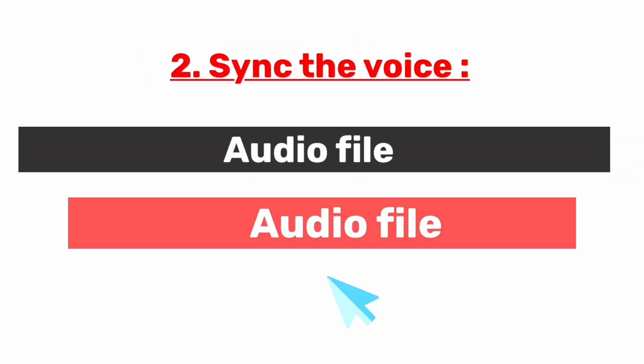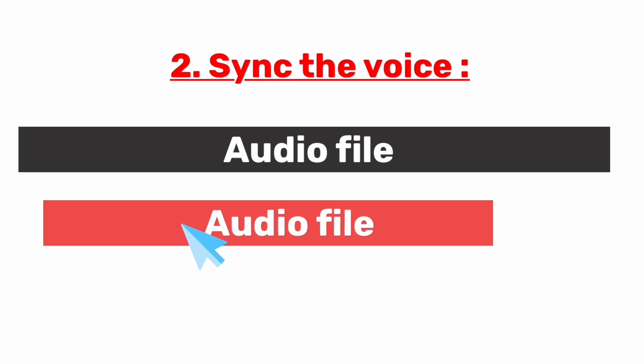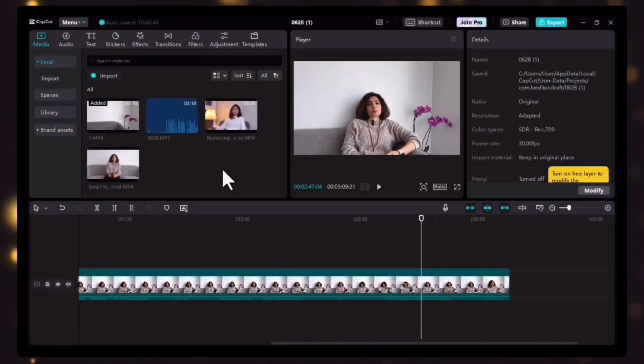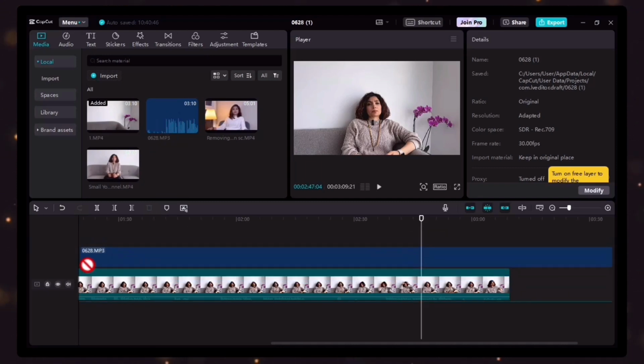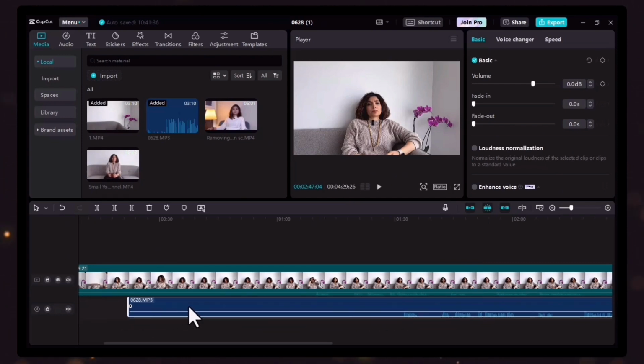Okay. Sometimes you record your voice separately from your video and you need to sync it first. As you saw, I first imported my files, which is my video and of course my audio file. So this time I need to add my audio file to the timeline. And remember, all your audio files always go beneath your videos. So first you have your video layer and then your audio layer. I will drag it and put it here.